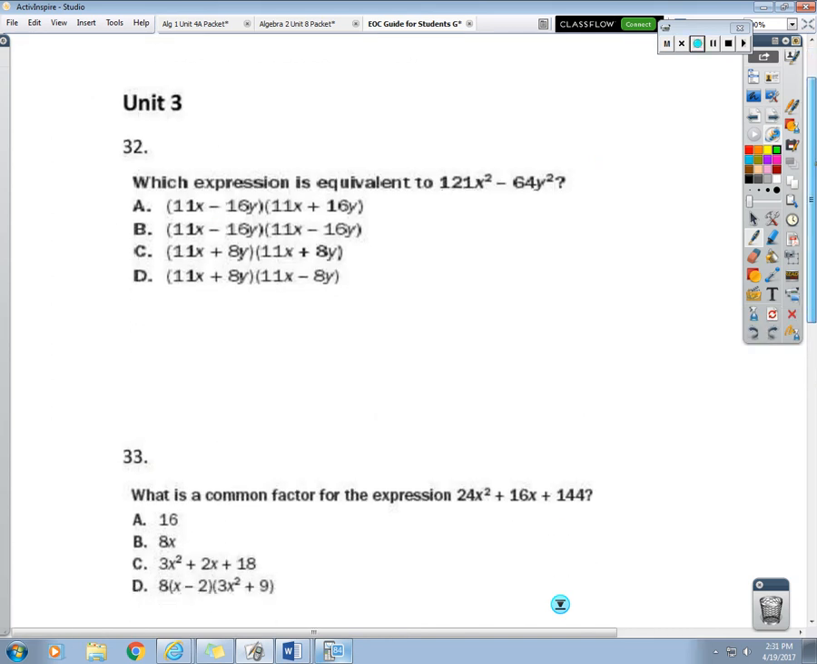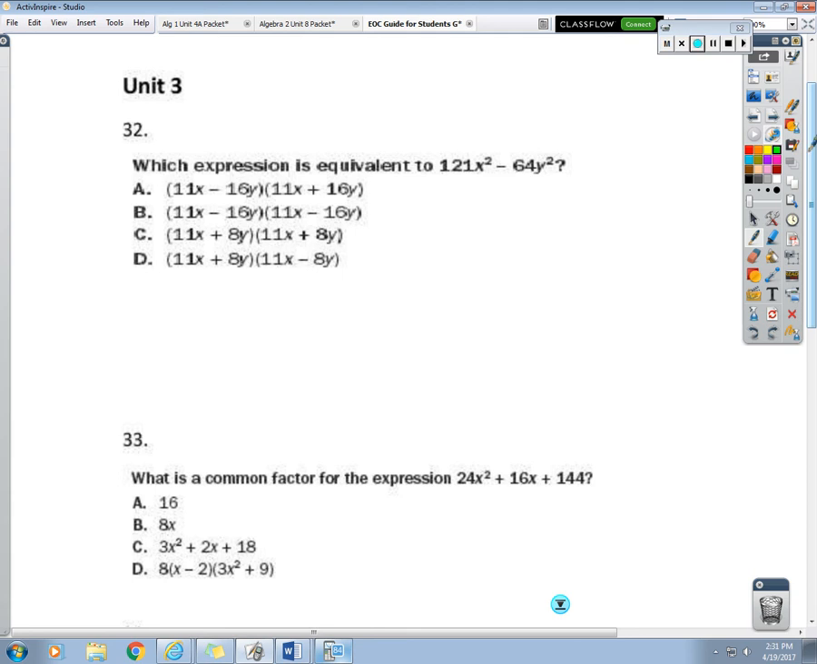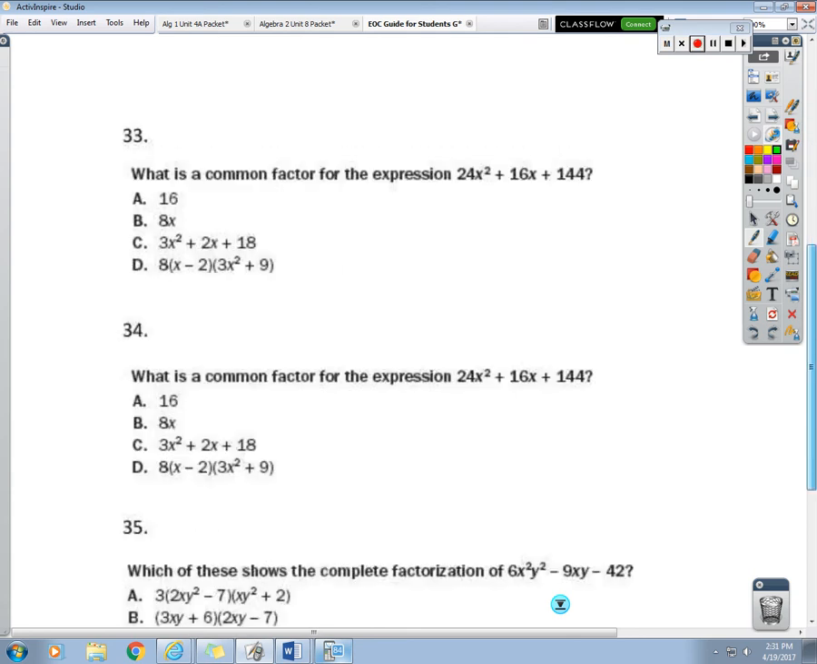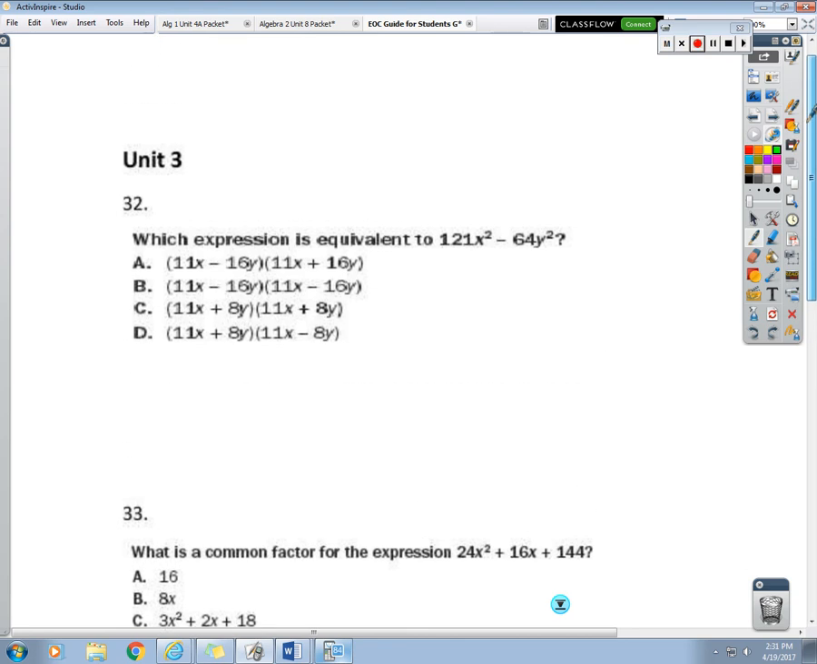I'm now going to start the timer for 15 minutes, and you're going to be working on Unit 3, which is pages 13 through 19.